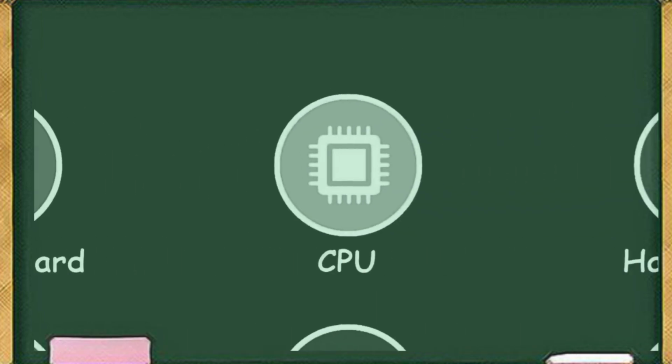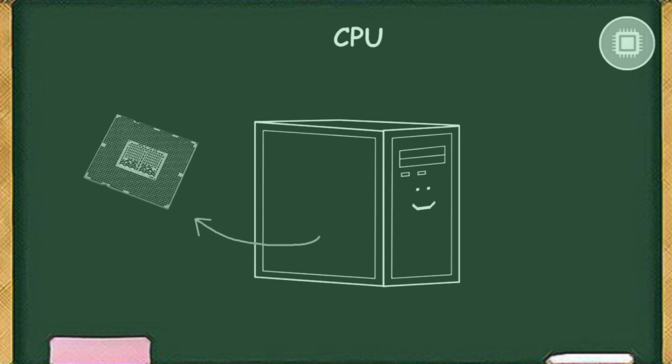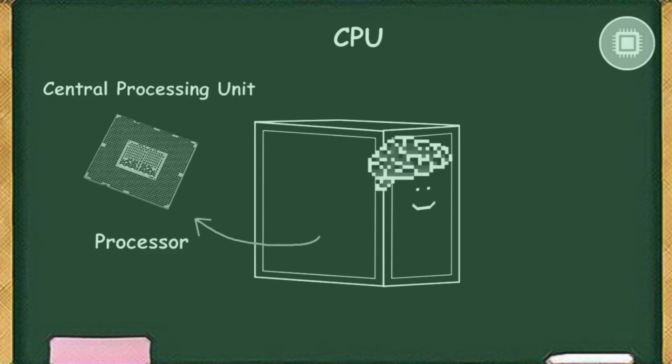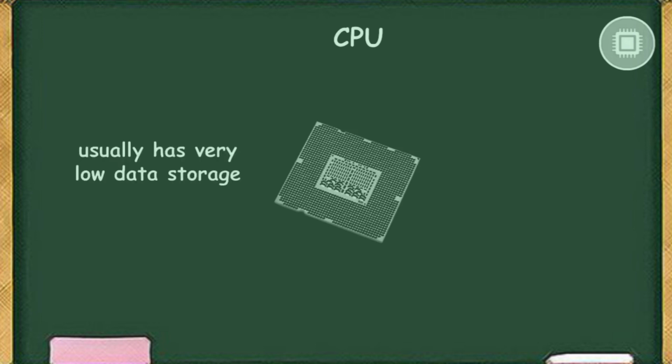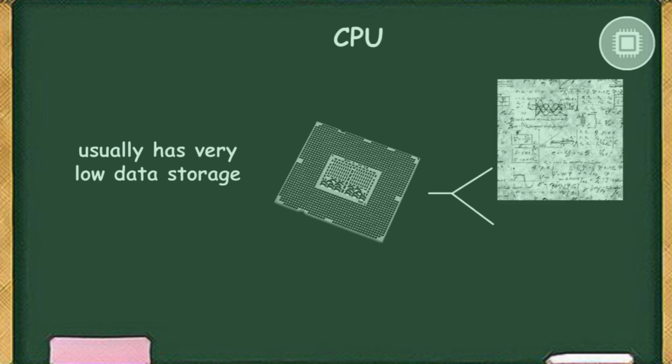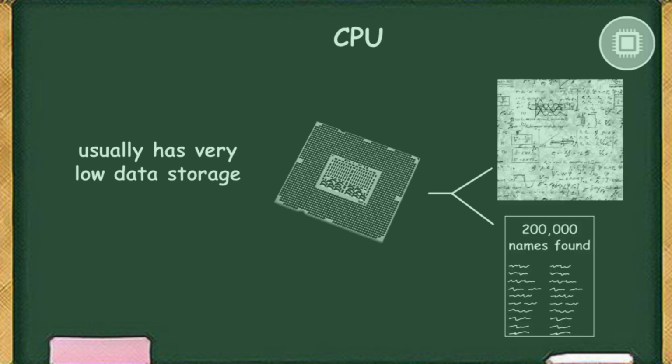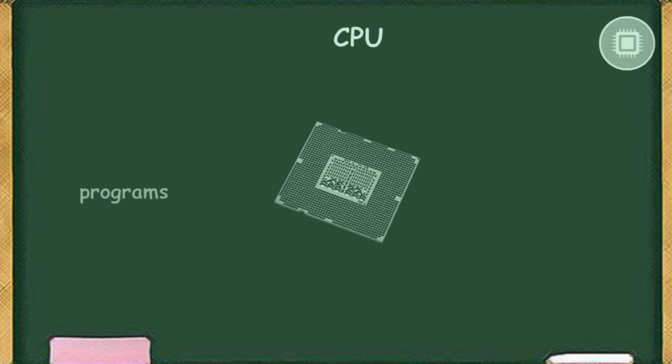CPU. The CPU, also known as the Central Processing Unit or processor, is the brain of the computer, and although it usually has very low data storage, it's really good at using it for things like complex mathematical operations, reading through massive lists, etc. It's where most of the programs are run from, and basically, everything that happens in a computer goes through the CPU at some point.